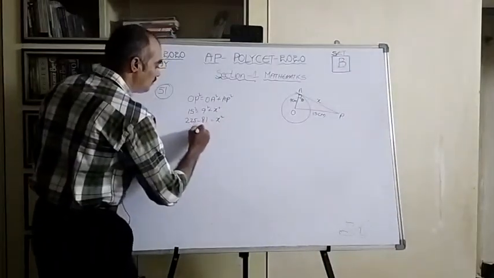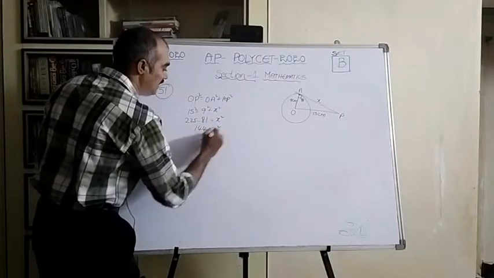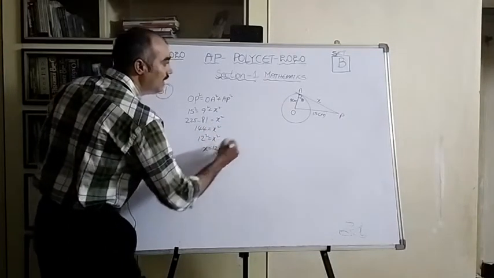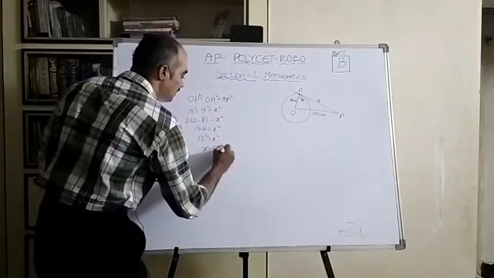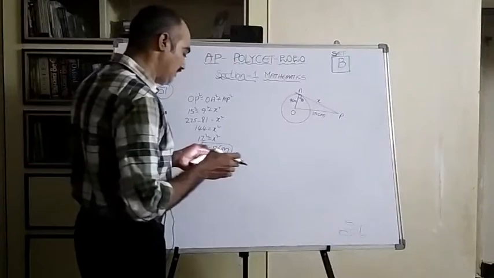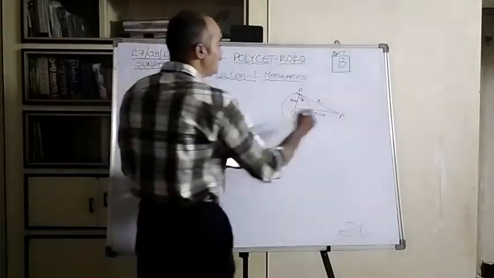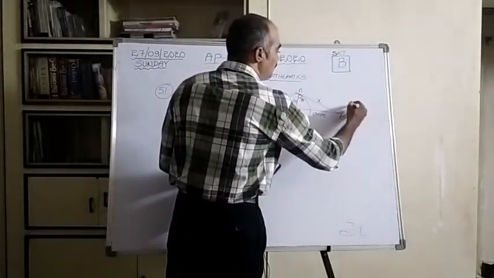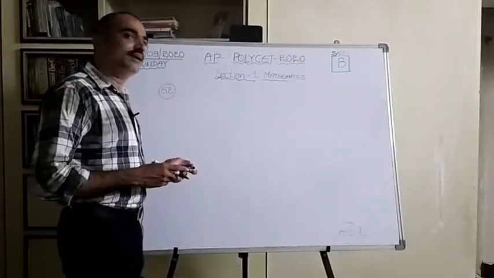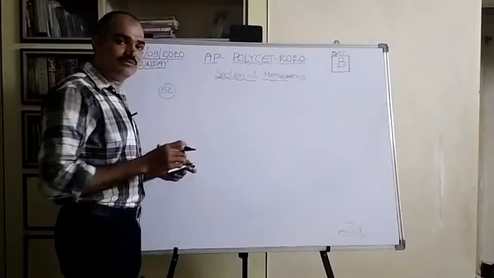So this is 144 is equal to x square. 12 square equal to x square, remove the squares, therefore x equal to 12 in centimeter, this also in centimeter. Therefore length of the tangent equal to 12 centimeter. From the options it is there in the first place, therefore for the 51st question option 1 is the right one. Okay, now let us see next question, that is question number 52.